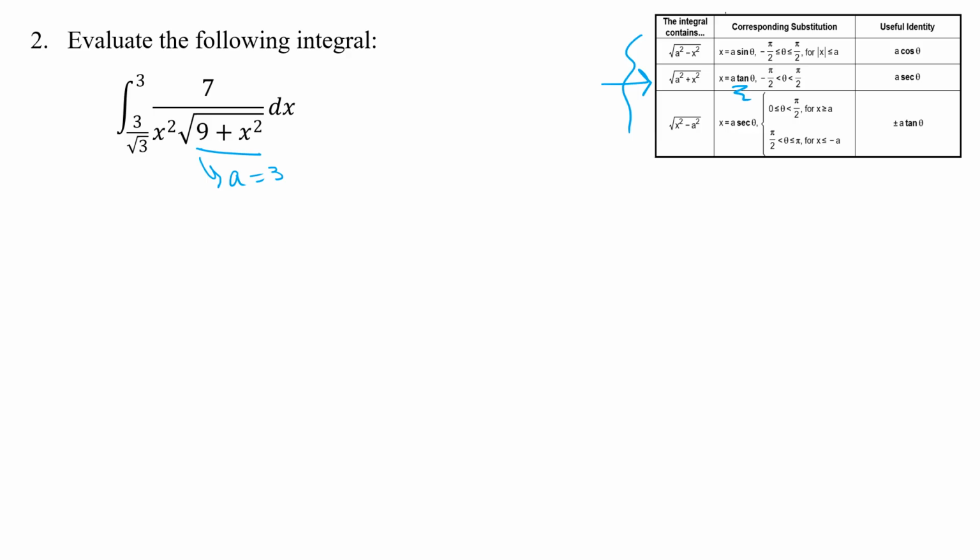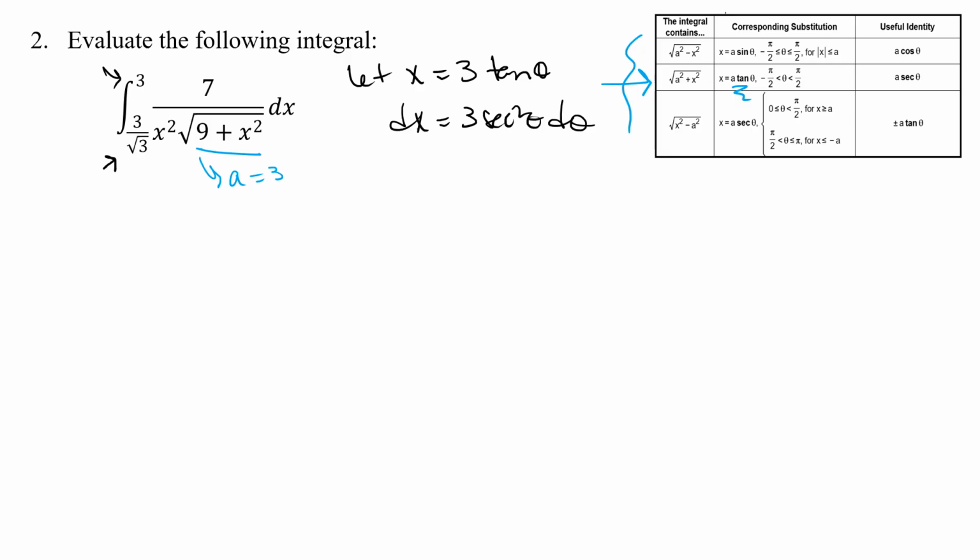So our a in this case is 3. So what we're going to do is let our x be 3 tangent theta. So therefore our dx is just simply 3 secant squared theta, okay? The derivative of tangent is secant squared. Well, since we have bounds this time, we're going to have to see if we can switch those in terms of the unit circle, right?